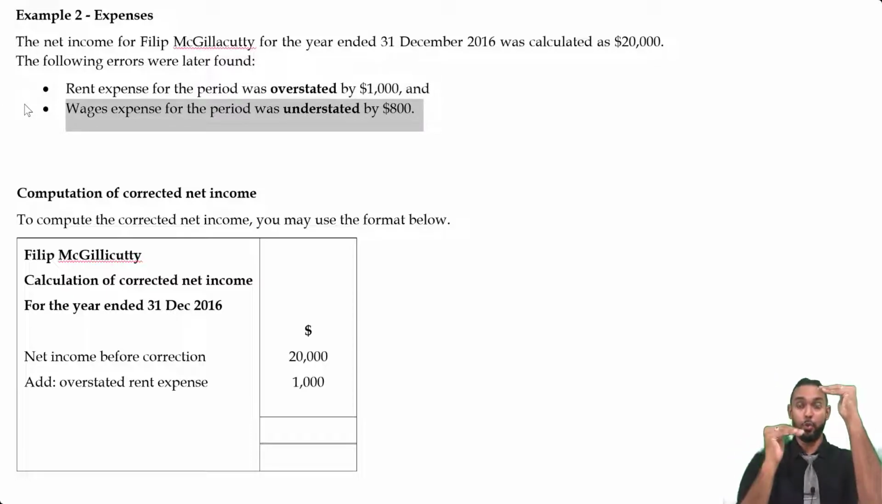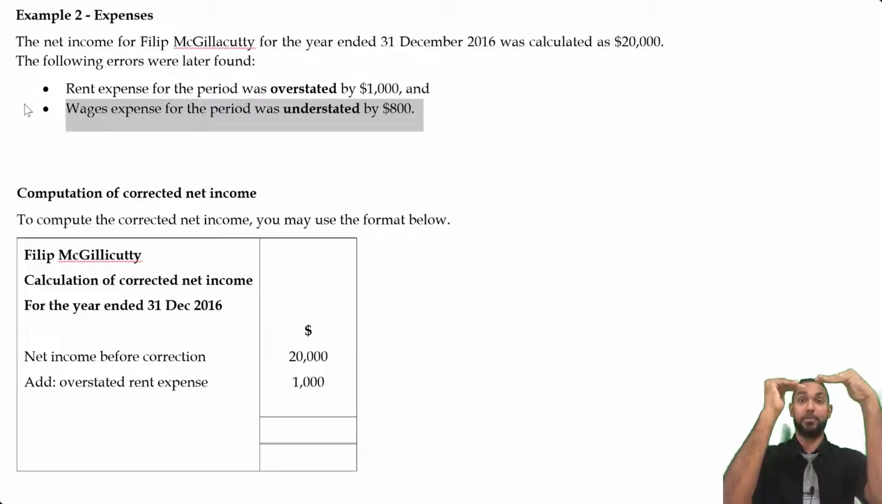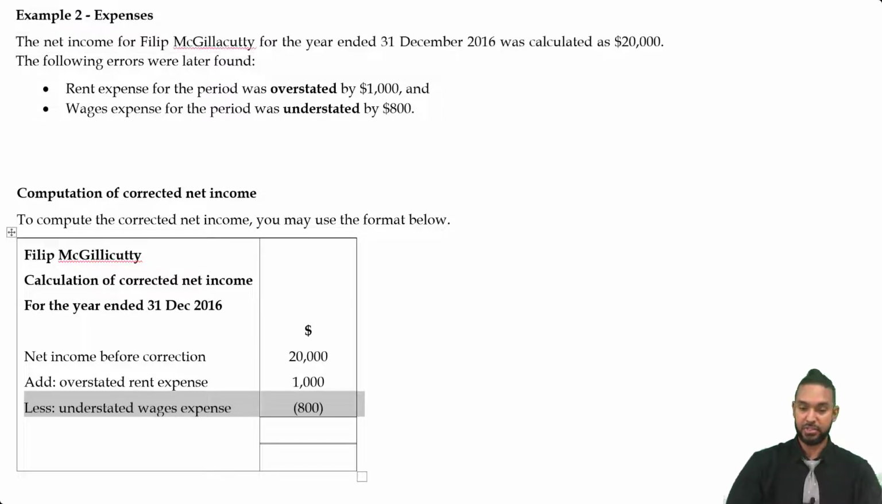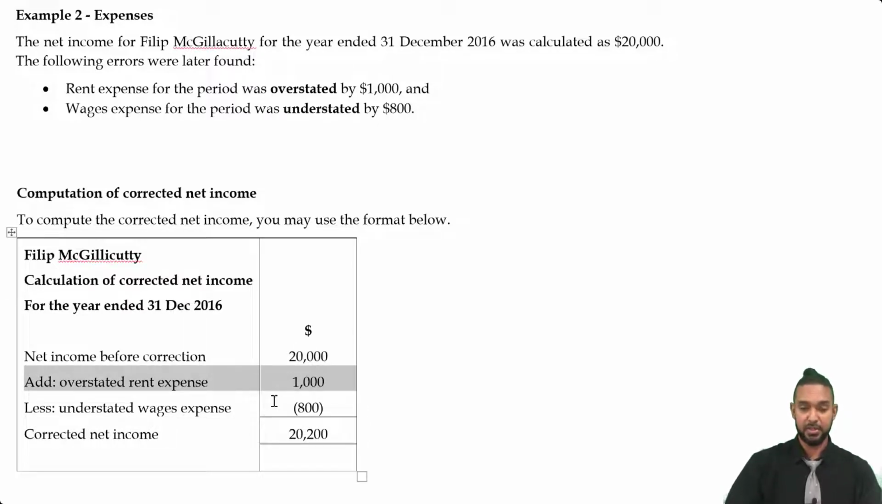The wages expense was understated. Understated means it was too low. When we fix it, the expense is going to go up. And when expenses go up, profit comes down. So we are going to have to subtract that in the process of correcting net income. And when you run your arithmetic, you're going to get 20,000 too. So we start with 20,000, we add back the overstated expense, we subtract the understated expense, and we end up with the corrected net income.